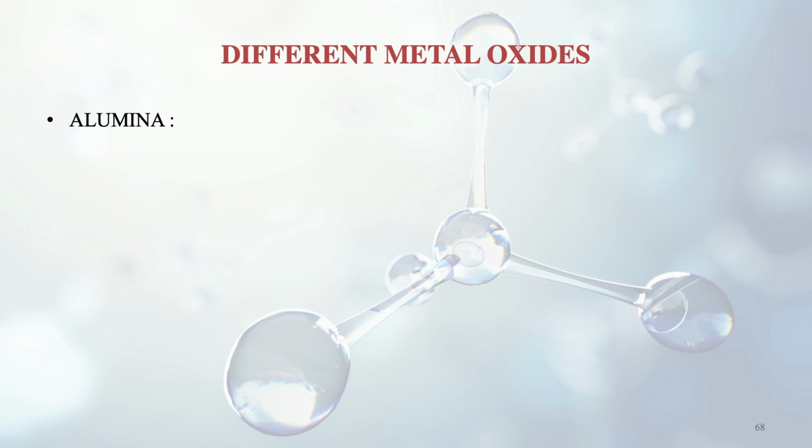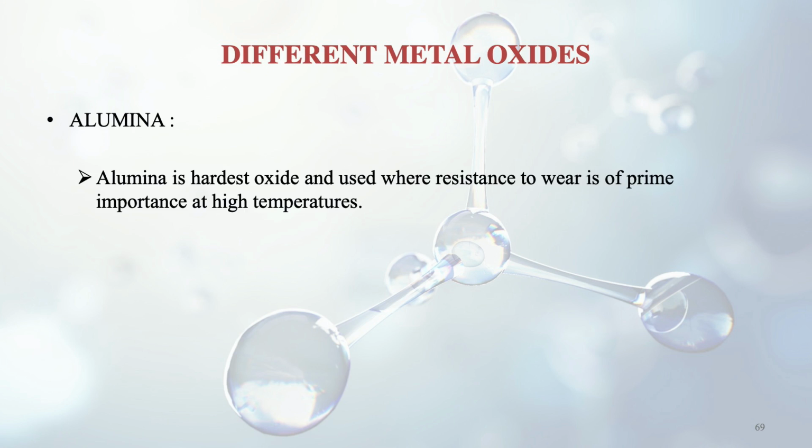So now we discuss certain metal oxides, different kinds of them. The first one is alumina. Alumina is the hardest type of oxide, Al2O3, and because of its hardness, where can we use it? We can use it for resistance against wear. And at high temperature, wear phenomena is very common. So alumina is very good at this temperature because it helps us in wear resistance.